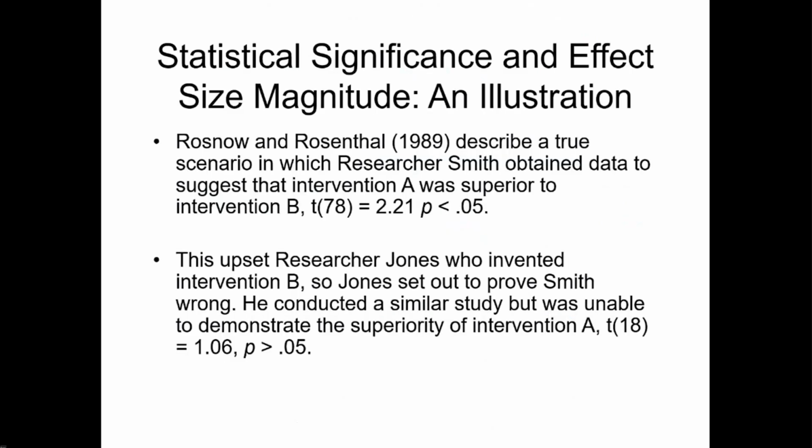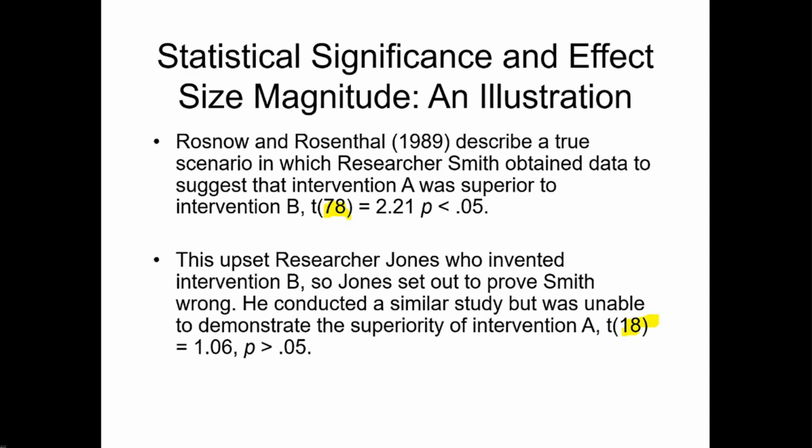And then this is an example from a famous article, Rosnow and Rosenthal. They did these two interventions, and one found treatment A was more significant than treatment B. The other person, who had come up with treatment B, didn't find a difference between the two and said there's no difference, they're both equal. And when you look at the numbers, it really is dependent on sample size. I'm going to get into this in much more detail when we go over the t-test. But this value in parentheses is related to sample size.